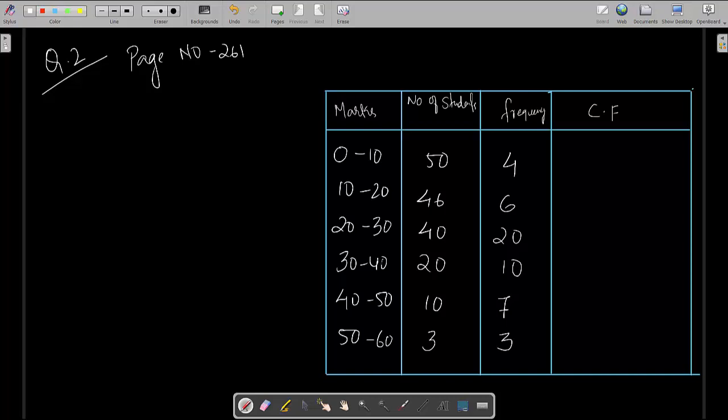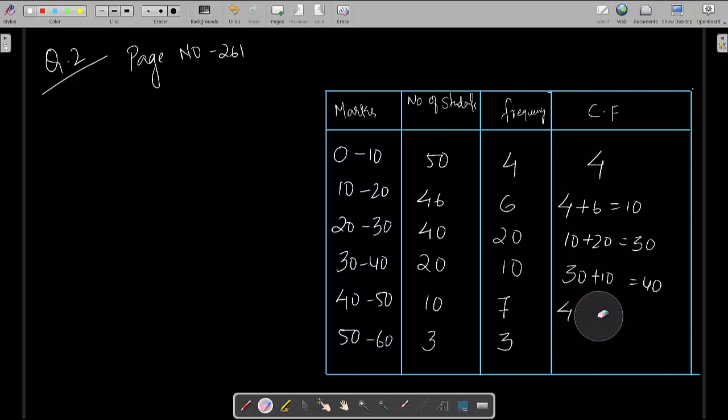Now we have to calculate the cumulative frequency. To calculate it, the first frequency you write as it is. The second one you add up. 4 plus 6 is 10. 10 plus 20 is 30. 30 plus 10 is 40. 40 plus 7 is 47. And 47 plus 3 is 50. So here the total value is 50, therefore your n value will also be 50.